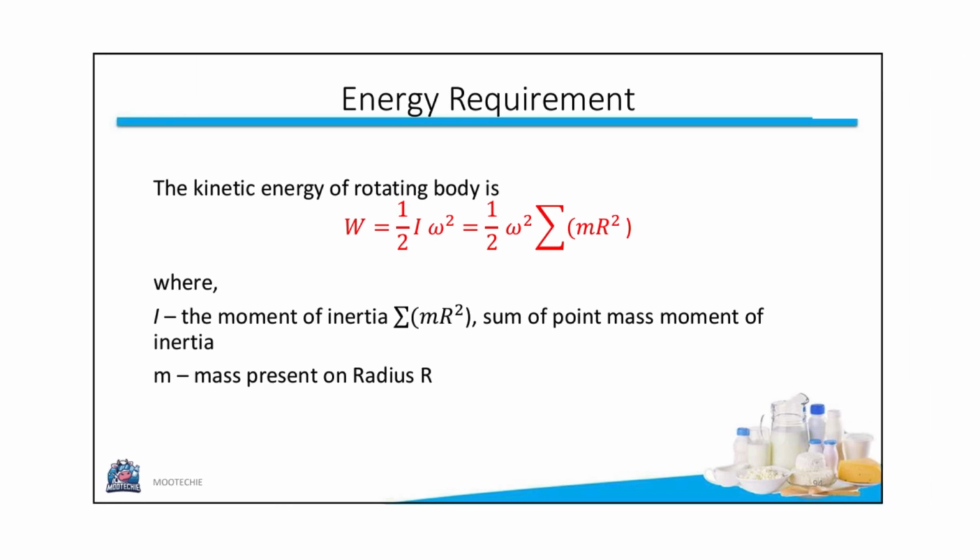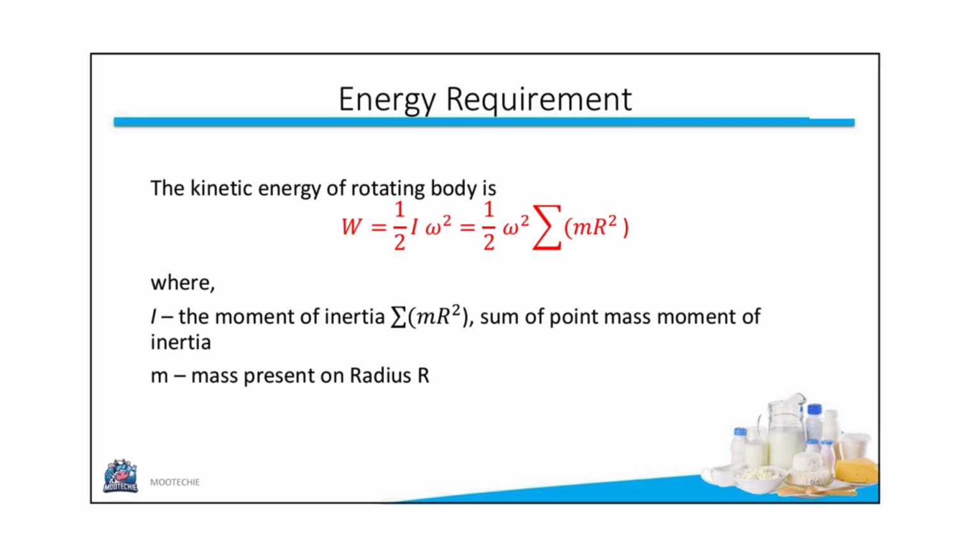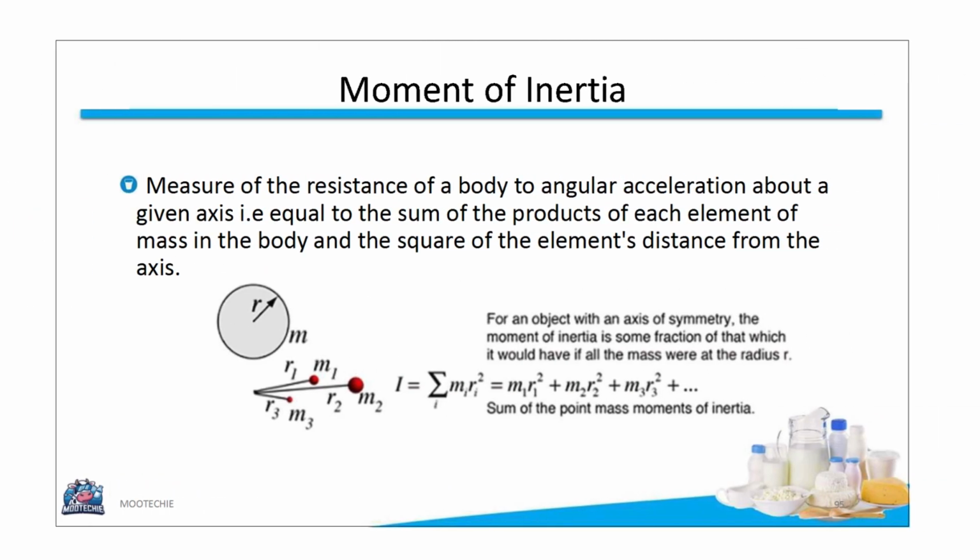The energy requirement for a centrifuge involves the kinetic energy of the rotating body, which is W equals 1/2 times I times omega squared. I is the moment of inertia, which is the sum of m times r squared for all mass elements. The moment of inertia is a measure of a body's resistance to angular acceleration. For an object with symmetry, it is a fraction of what it would be if all mass were at the outer radius. It is calculated as the sum of the products of each element's mass and the square of its distance from the axis.